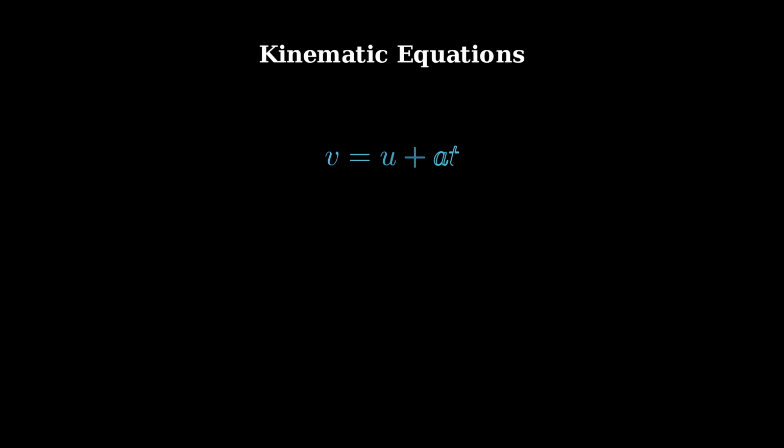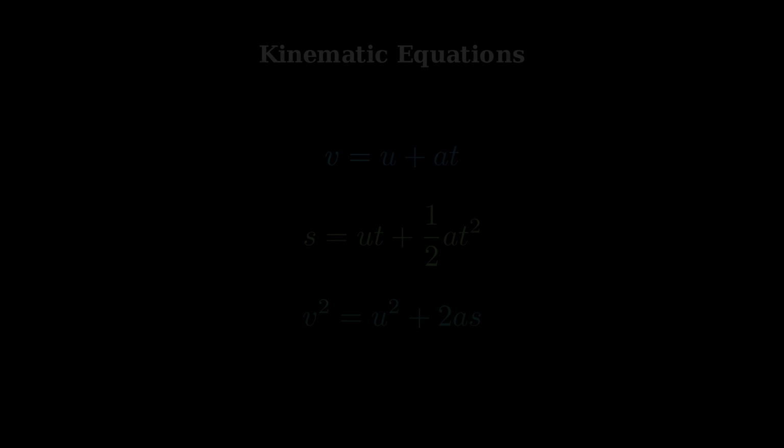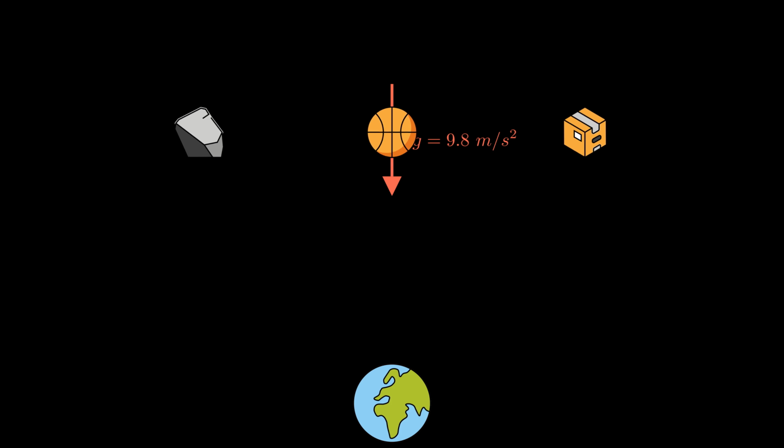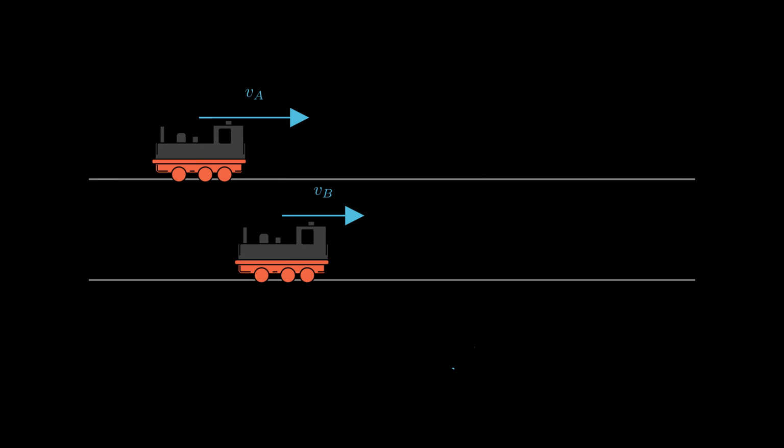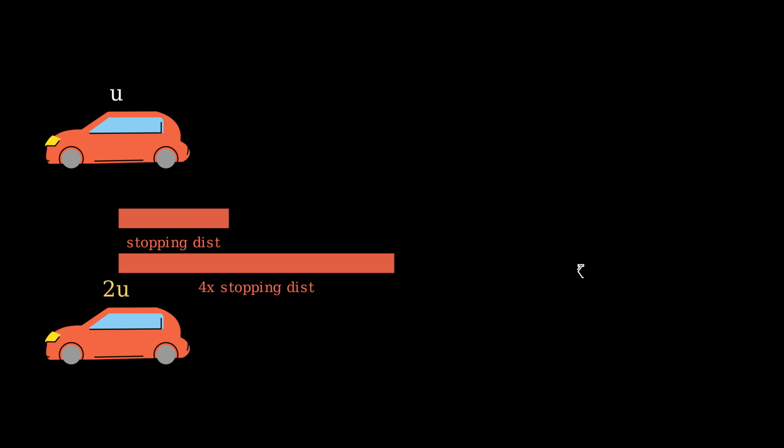From calculus, we derived the three kinematic equations, step by step, no magic, just integration. Free fall showed us nature's own acceleration, 9.8 meters per second squared, pulling everything equally, air resistance aside. Relative motion reminded us that velocity is always measured from somewhere. Change your frame, change your numbers, and stopping distance showed us why physics is life-saving. Double your speed and your braking distance multiplies by 4.